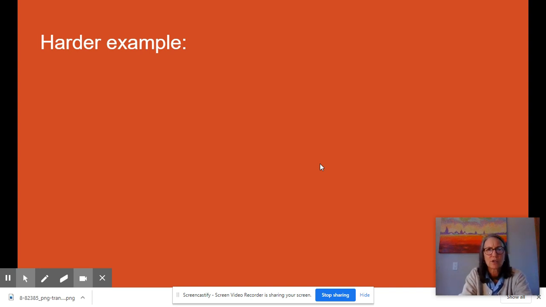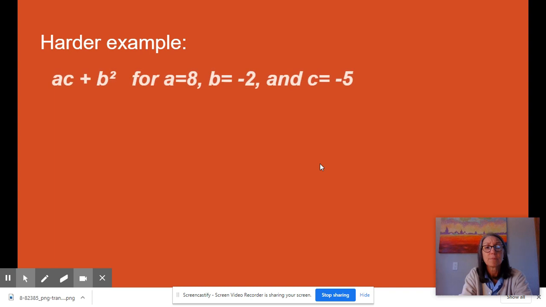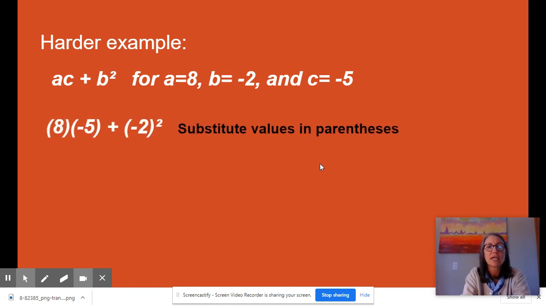But let's do a harder example, and these are the ones similar to what you have on your skill builders. So what if we had AC plus B squared? Well, remember, AC means A times C. We want to substitute this in parentheses. So now it looks something like this: 8 times negative 5 plus negative 2 squared.